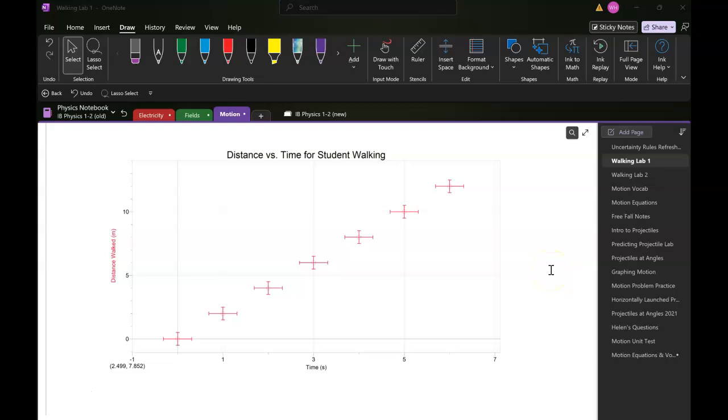Hello folks, this is a video on how to calculate the uncertainty of a slope using the error bars plotted. Here I have a sample data set for distance versus time of a student walking down the hallway, which you've collected. We're going to work on this data set to first give us the slope, which is going to be the velocity of the student from this graph, and then we'll use the error bars plotted to get the uncertainty of that slope.